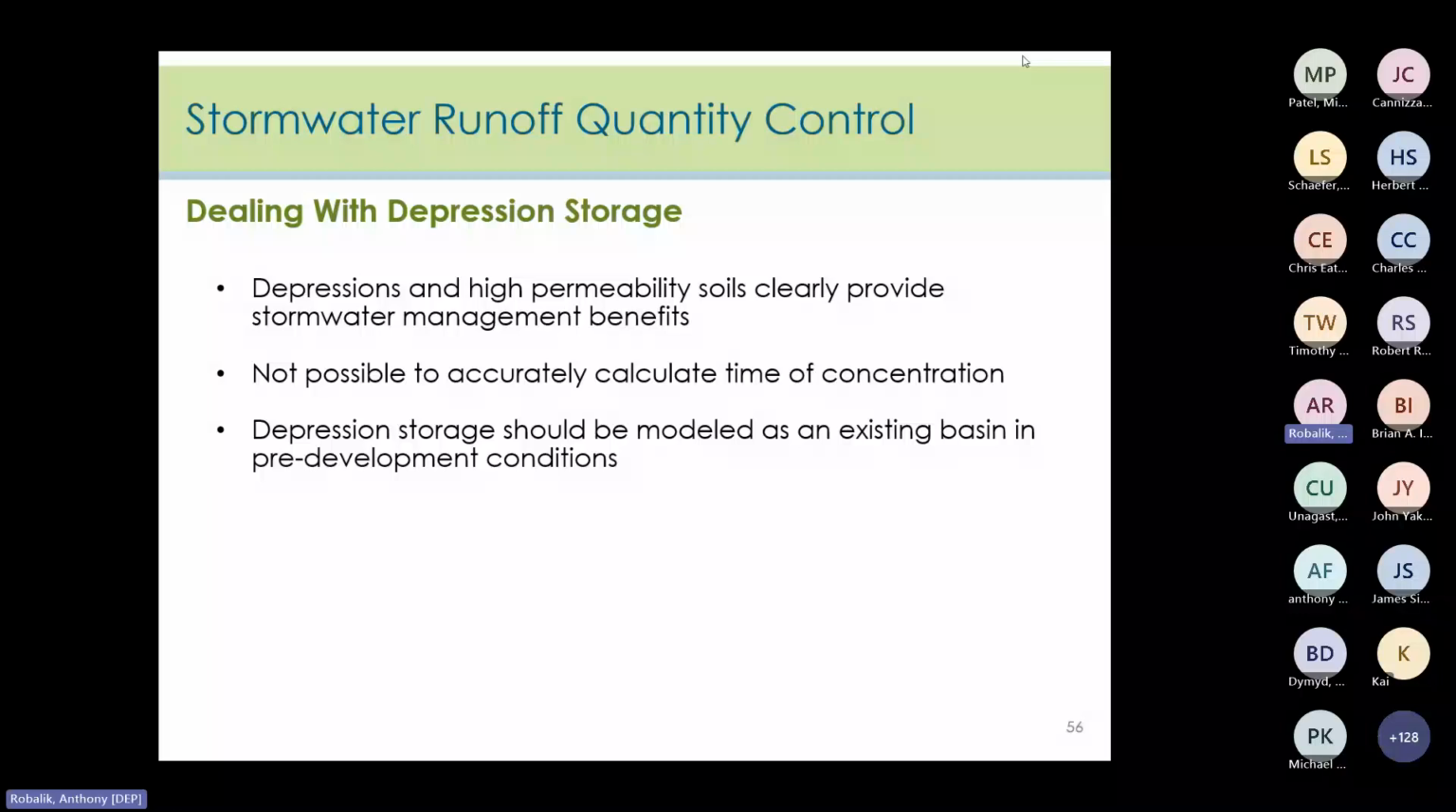One situation that we often do not see correctly addressed is depression storage. So the reviewer should identify if any depression storage areas exist on site and that they are included in the model. Depressions can provide stormwater management benefits and should be protected if possible. One problem that arises from ignoring depression storage in the pre-development condition is that it's not possible to accurately calculate time of concentration. So the reviewer must make sure that the depression storage is being modeled as an existing basin in existing conditions.